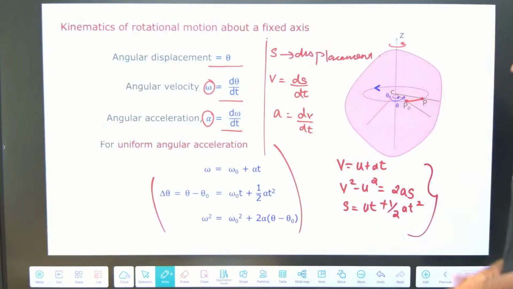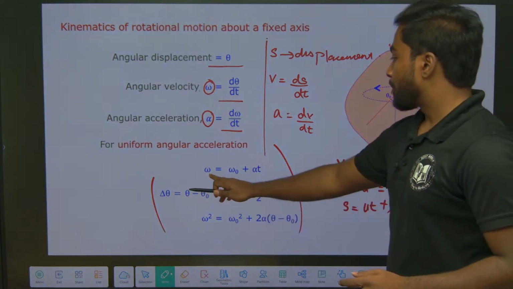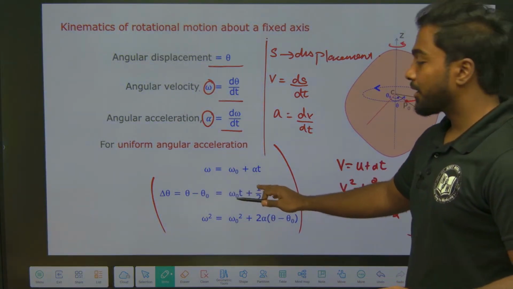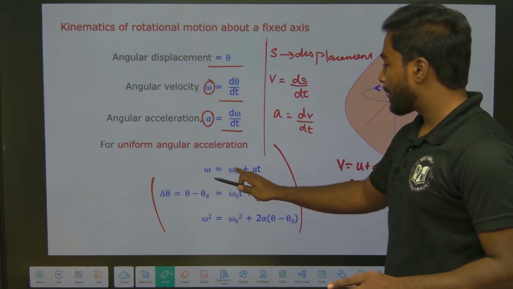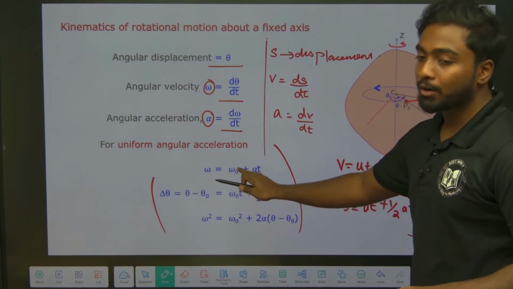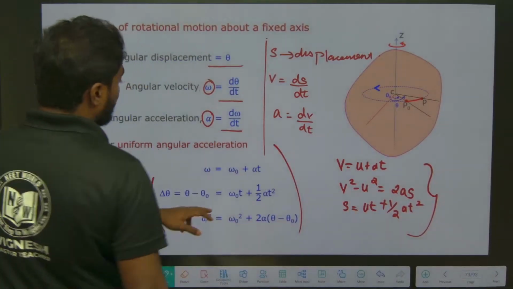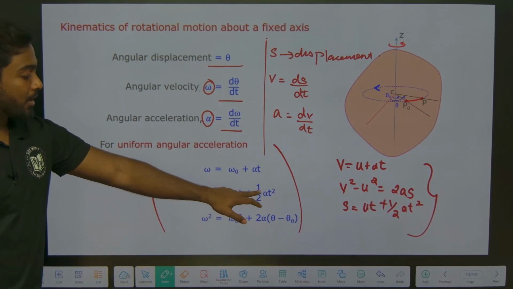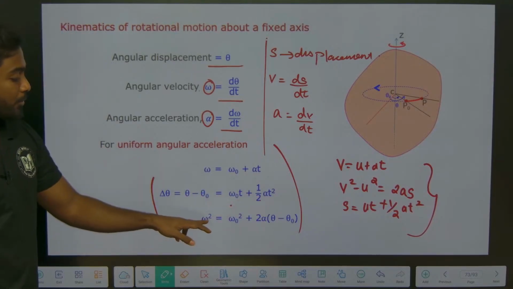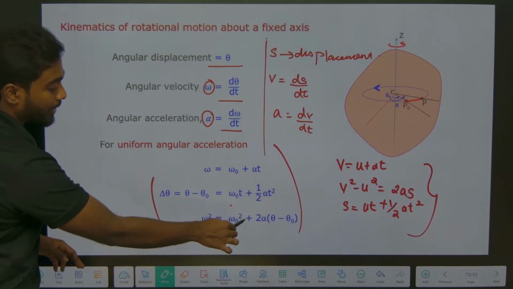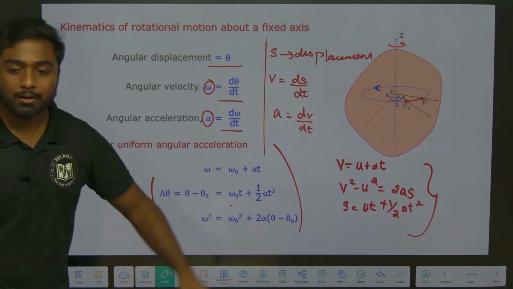If you see the same thing here, omega equals omega naught plus alpha t. Here omega final is taken, and omega initial is taken as omega naught. Theta equals omega naught t plus half alpha t square. And omega square, that is omega final square minus omega initial square, equals 2 alpha theta.